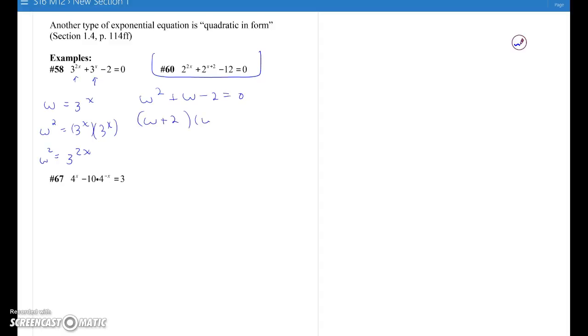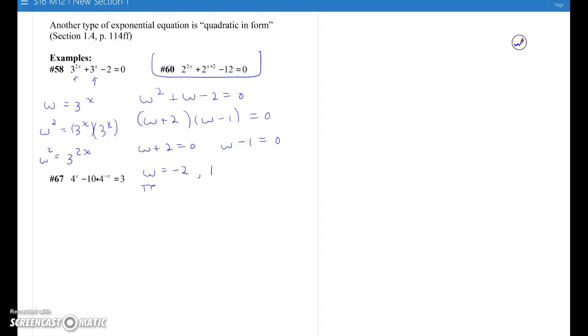W plus 2, w minus 1. Double check your factoring always, but that looks like it works. So then I'll have w plus 2 equals 0, or w minus 1 equals 0. So w might equal negative 2, or w might equal 1.